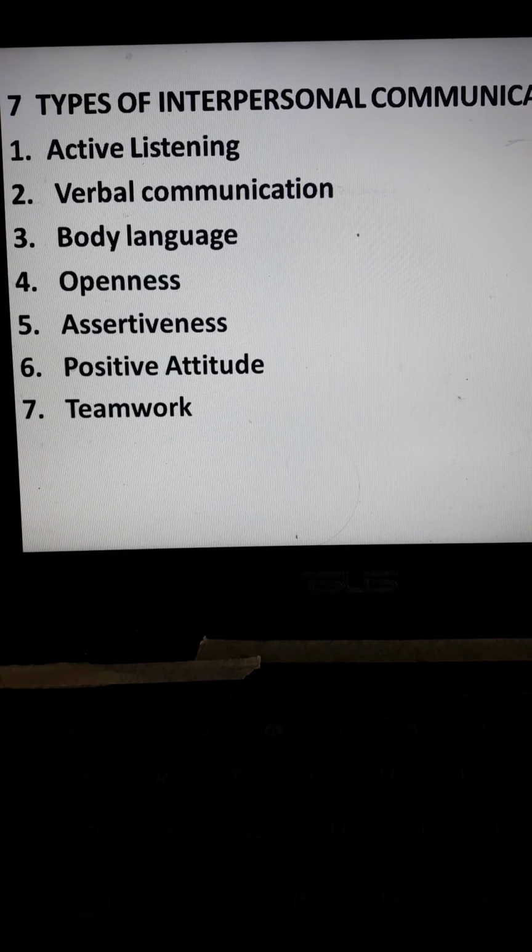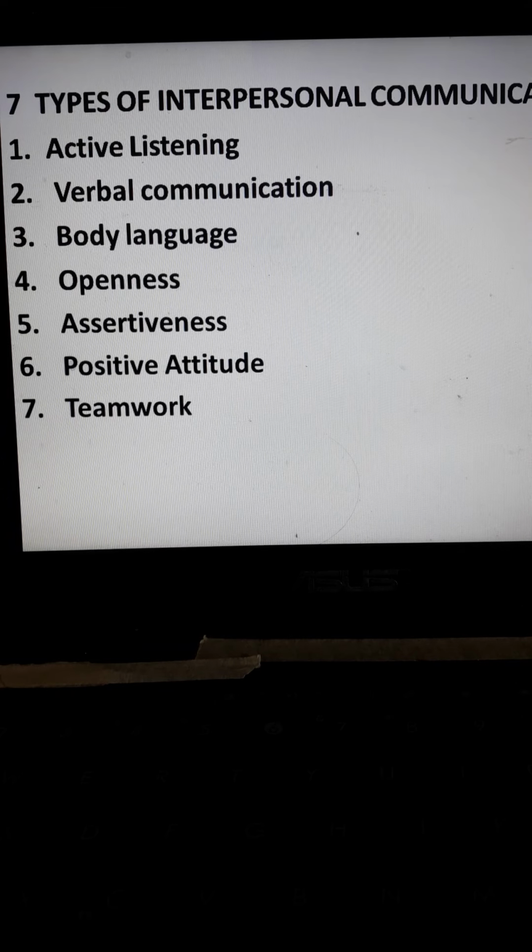Seven types of interpersonal communications. You have active listening. When you say active listening, as a pharmacist, when the patients or customers are talking, you have to listen actively. And then, after the customer talks, it's the time you talk with him regarding the medicines.